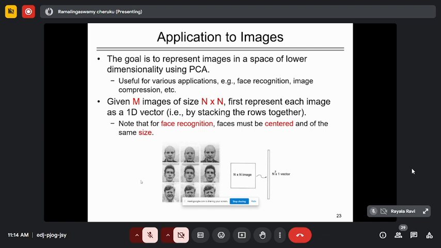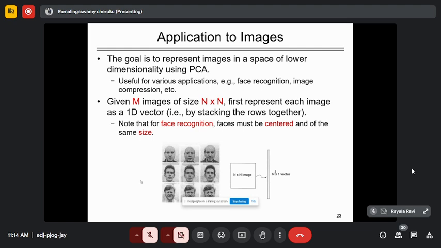Let's see some applications where principal component analysis is used, not only for dimensionality reduction, in areas like image processing. The goal is to represent the image in a space of lower dimensions using PCA. It's useful for various applications like face recognition and image compression. In order to identify the face, the face should not be in a corner; it should be in the middle of the picture. Then we can identify the face in those applications.